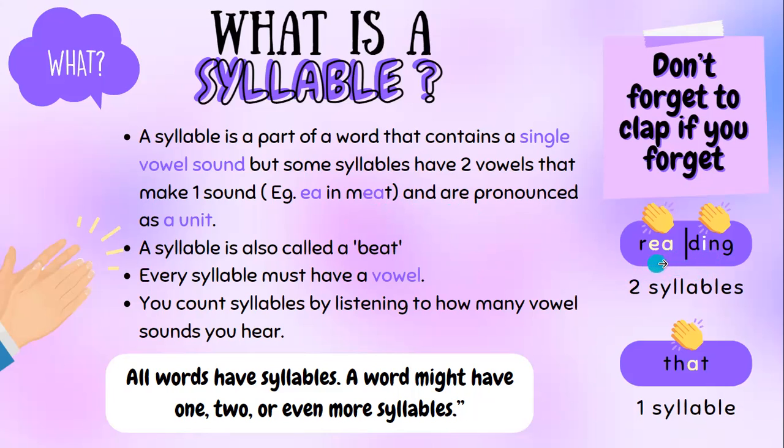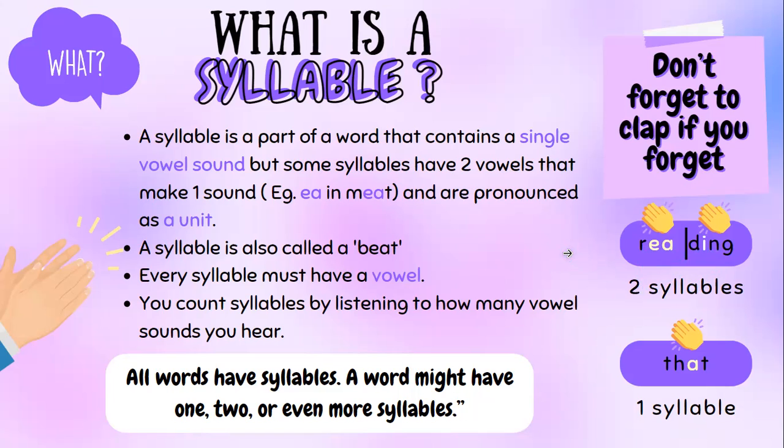For example, if we say the word reading, then we see that there are three vowels, which are E, A, and I. But since the E and A together produce a long E sound, and the I makes a short I sound, there's actually only two vowel sounds, which are long E and short I. So there's also only two syllables, which are read and ding.